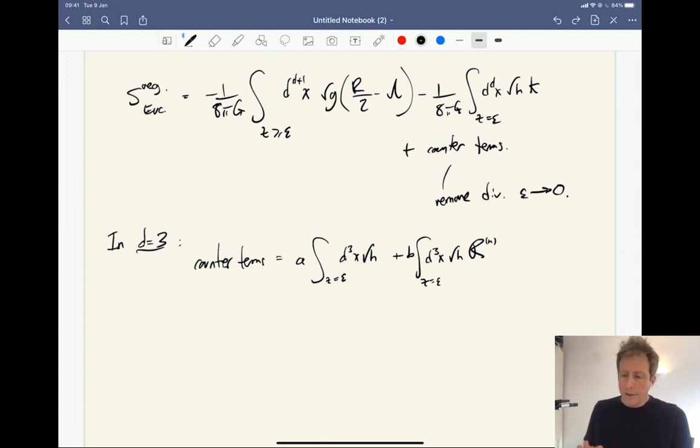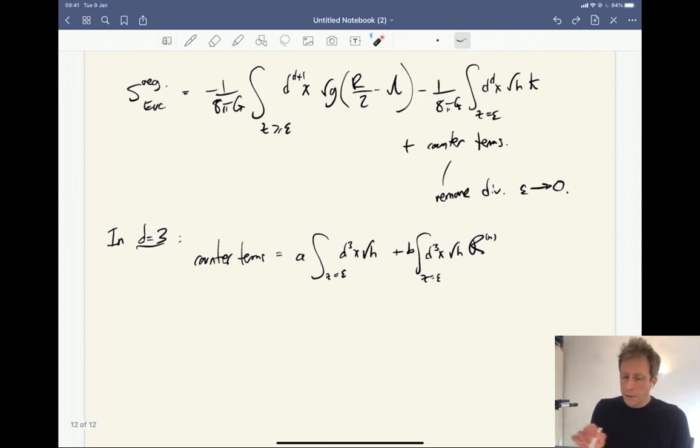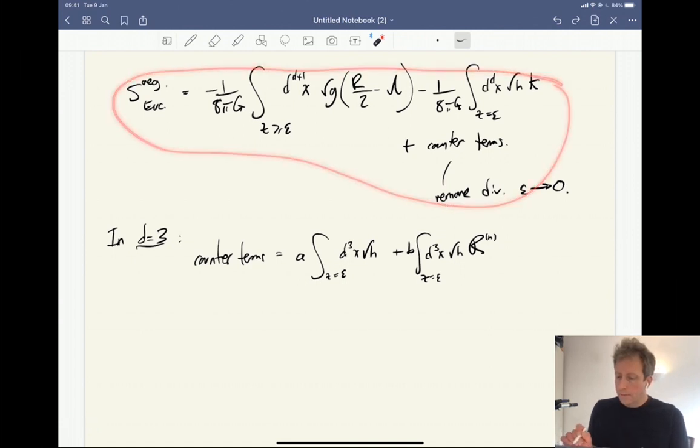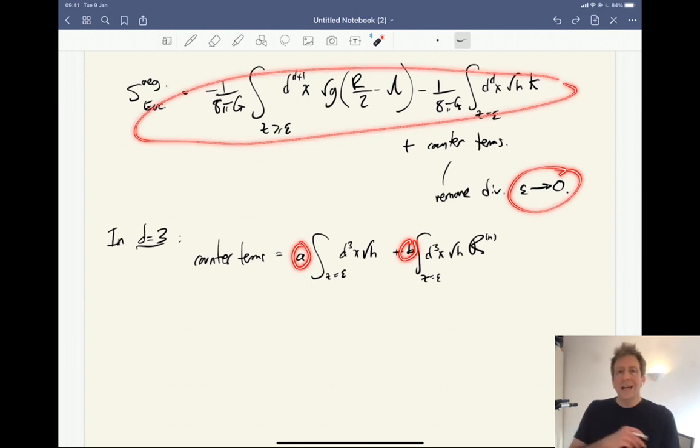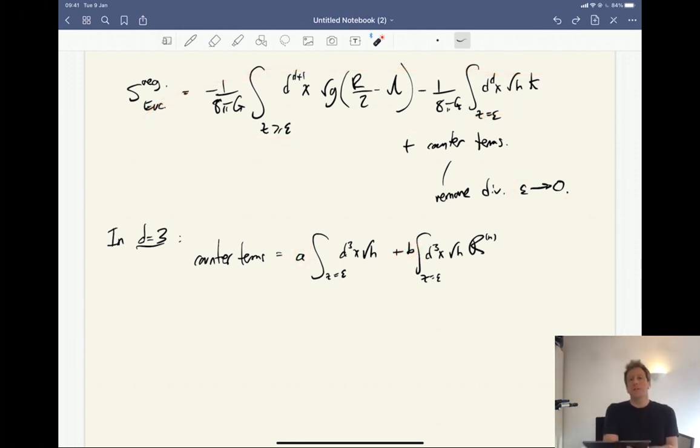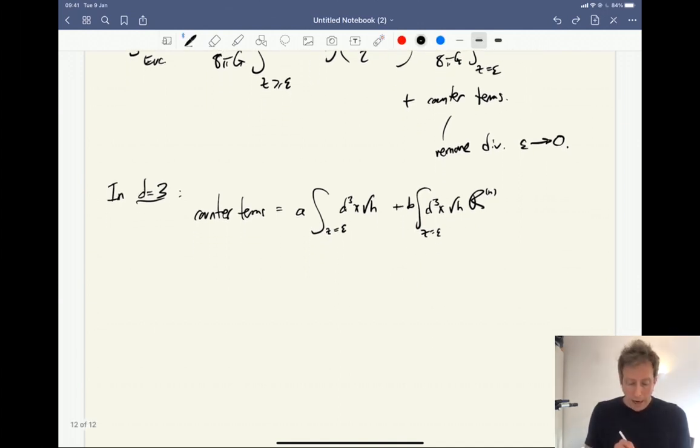Now, as an example of this, once you've computed this, regulated it, chosen these appropriately, you can take epsilon to 0 and get something finite. So the last problem on the example sheet is to do that in the case of global AdS-Schwarzschild. It's a subtle calculation. Try it.